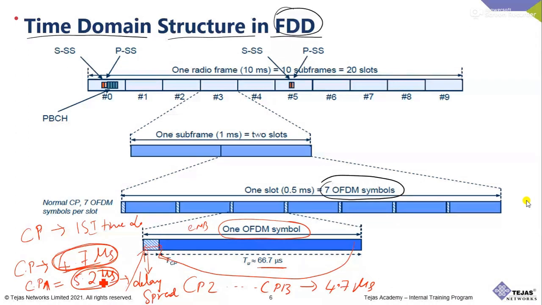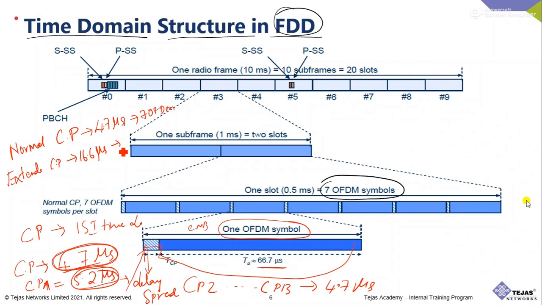Remember, this cyclic prefix we mentioned is called the normal cyclic prefix. The normal cyclic prefix duration is 4.7 microseconds. I'm just putting it as 4.7 because most of the time it is 4.7, and it will have 7 OFDM symbols, right? There are two other variants of cyclic prefix. One more is the extended cyclic prefix. Here the duration is 16.6 microseconds, and we will not have 7 OFDM symbols, we will have only 6 OFDM symbols.